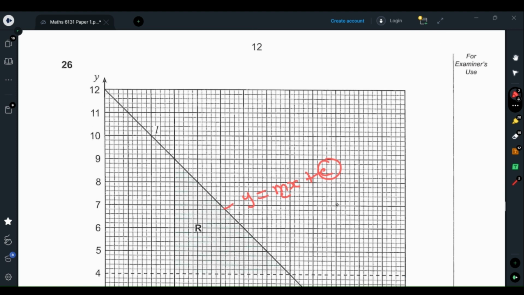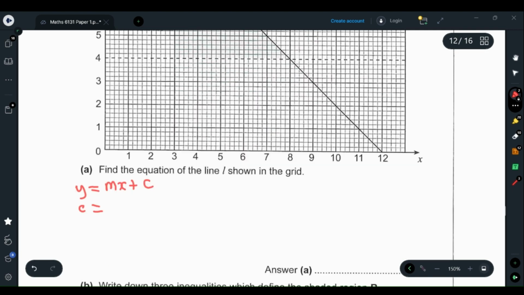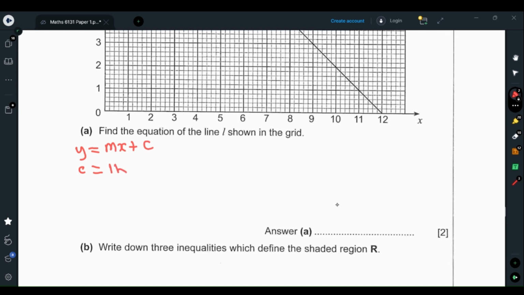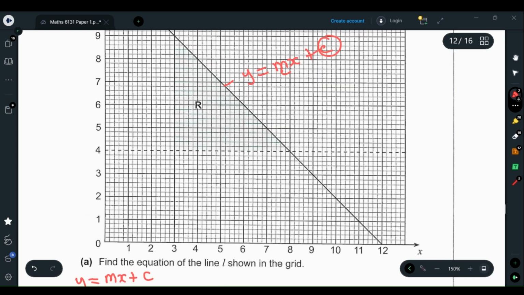C, which is the y-intercept, is 12. The line crosses the y-axis at the point 12. The gradient, on the other hand, is equal to the change in y divided by the change in x, which is the same thing as y2 minus y1 divided by x2 minus x1.